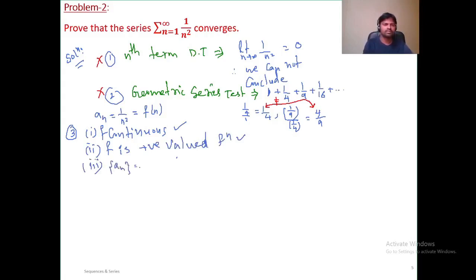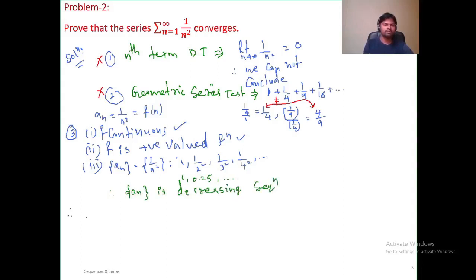Sequence an, which is nothing but the sequence 1 upon n square, what is the first term? 1. Second term 1 upon 2 square. Third term 1 upon 3 square. Fourth 1 upon 4 square, and so on. Here 1 by 4 is 0.25, so it is decreasing, right? So clearly the sequence an is decreasing sequence. Therefore, clearly by integral test.